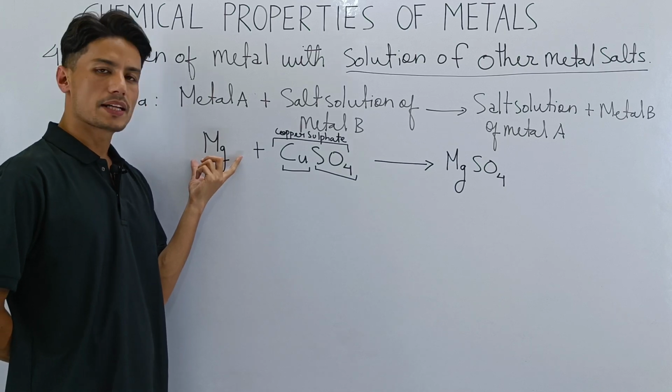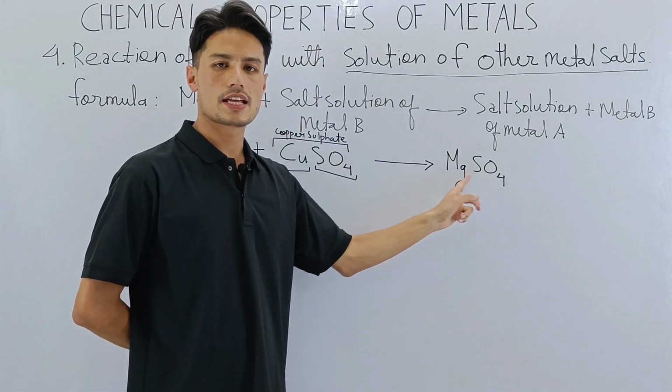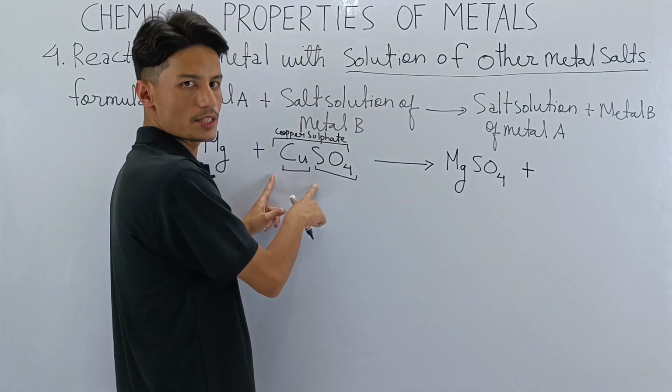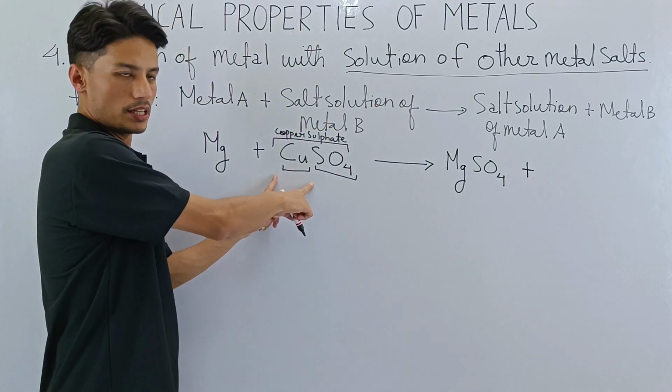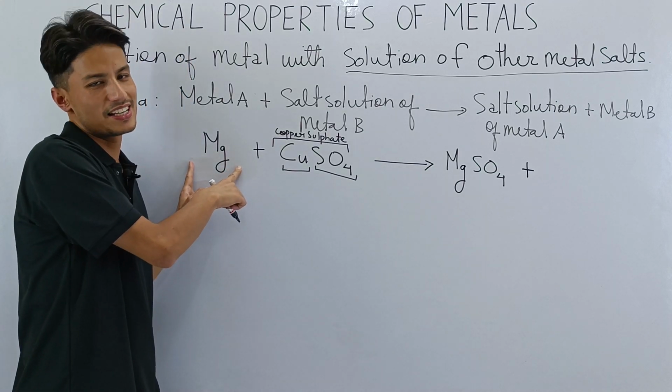Wasn't our metal A magnesium? Yes, so magnesium is forming a solution with sulfate, MgSO4. And what will happen to our friend copper? Copper gets displaced. Copper has nowhere to go. Well, actually he has somewhere to go. Where will he go? He will go and occupy the place which magnesium has left behind.